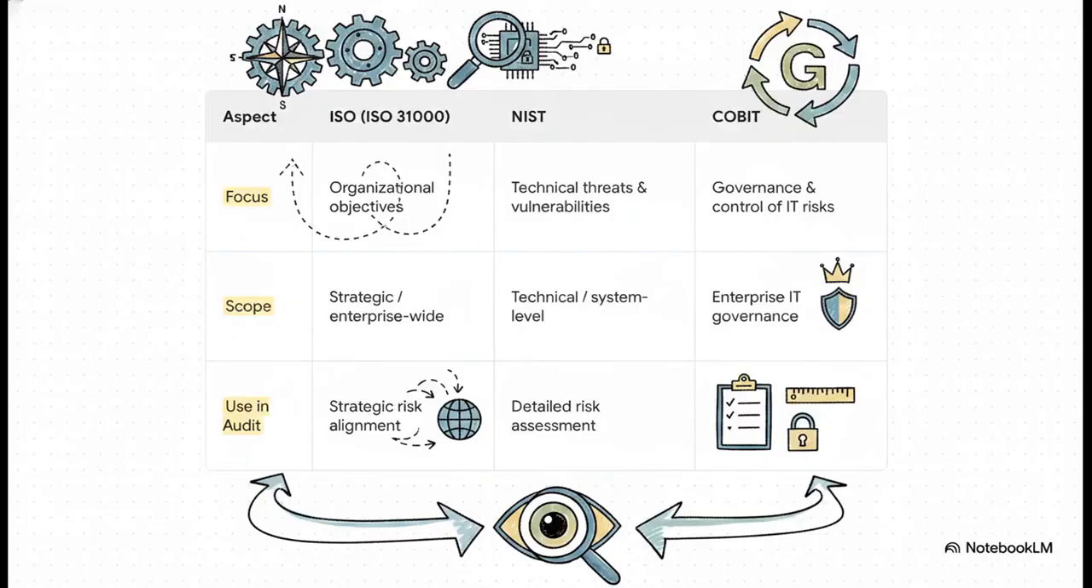And what's really interesting is how these all fit together. So think of it like this. ISO gives you the 30,000-foot strategic view. NIST gets down on the ground, giving us the technical details to measure things. And then you have COBIT, another key framework which is all about governance, making sure the right controls are in place to manage IT risk.